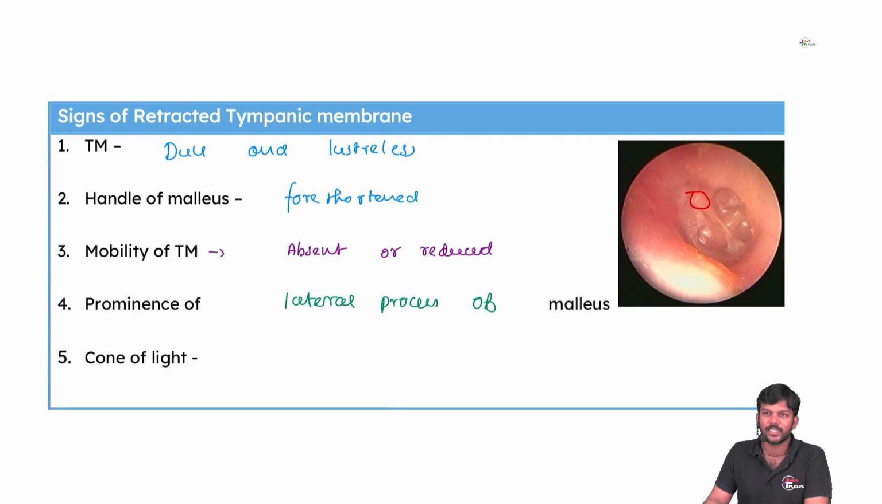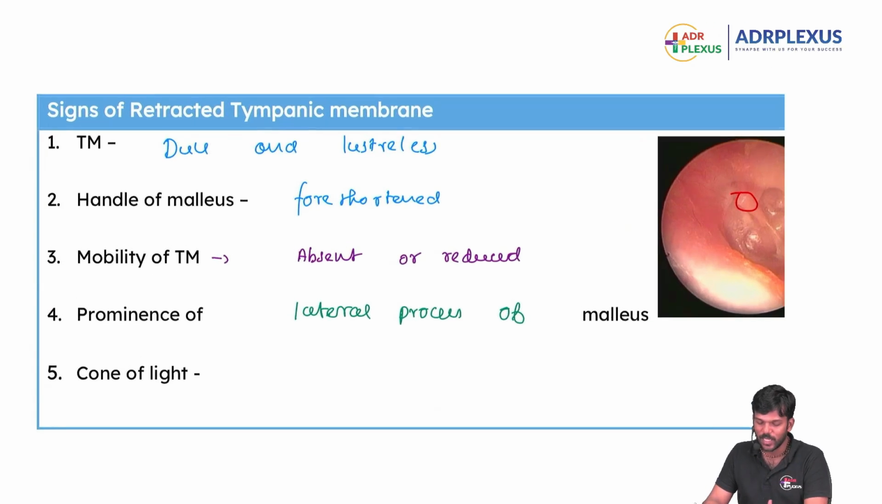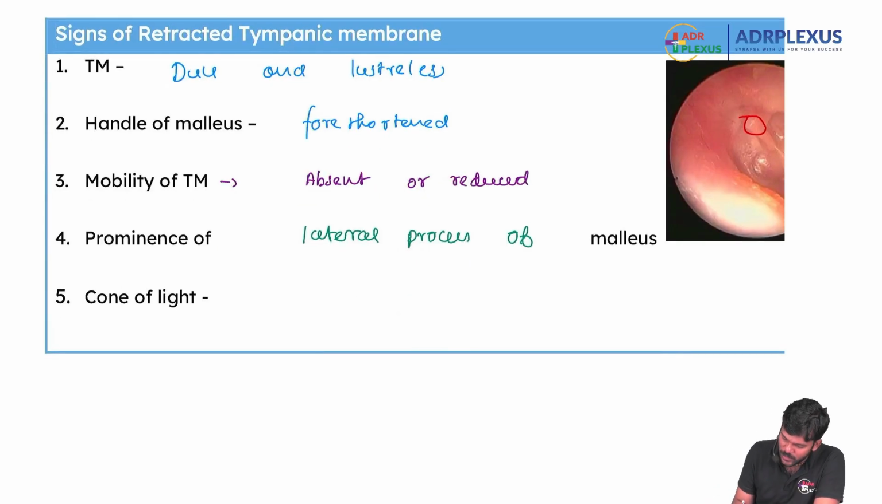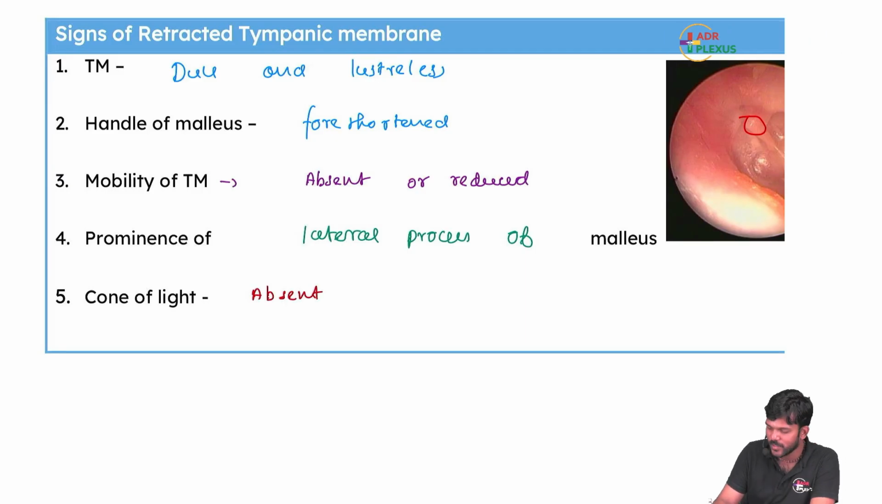So the signs of a retracted tympanic membrane. The TM will be dull and lusterless. The handle of malleus will be foreshortened. Mobility of the tympanic membrane will be absent or reduced. Prominence of lateral process of malleus. The cone of light will be absent.